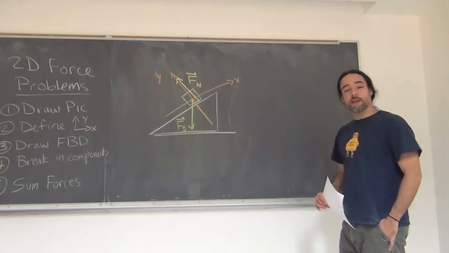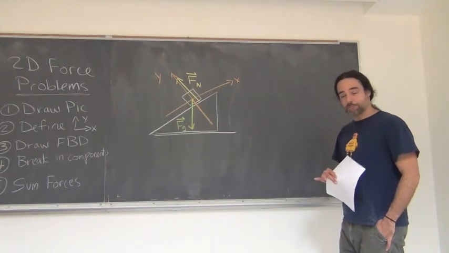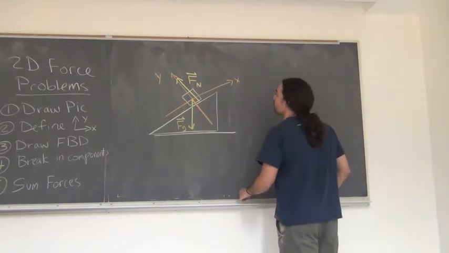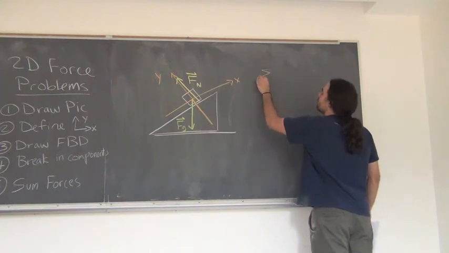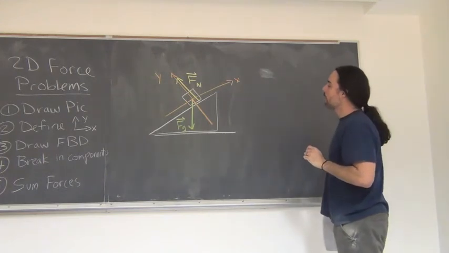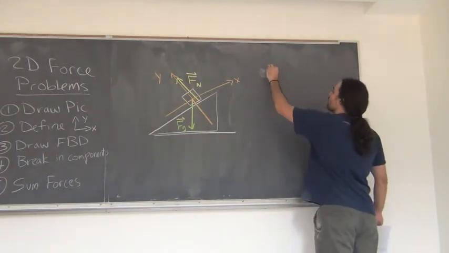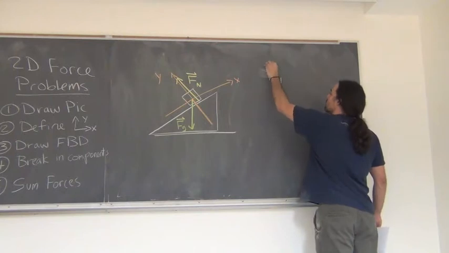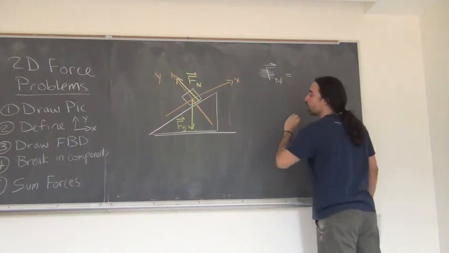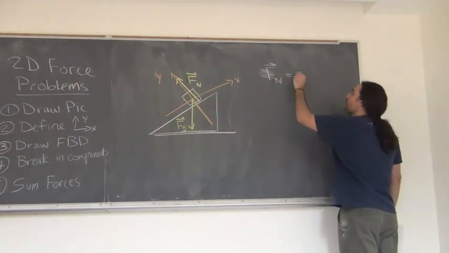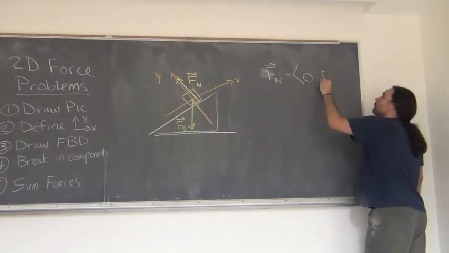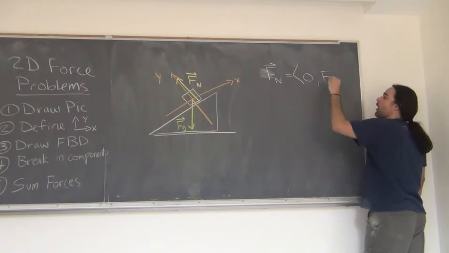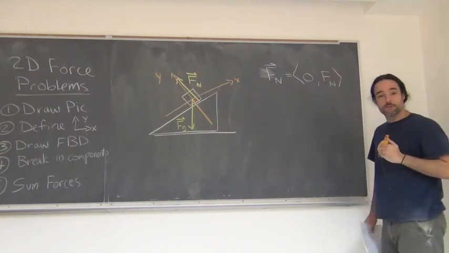Next, we would want to break our vectors into components. Let's write our normal force first, since that's easy to do. Well, the normal force points all along the y direction, so it has no component in the x direction, but a magnitude Fn, which points all along the positive y direction.